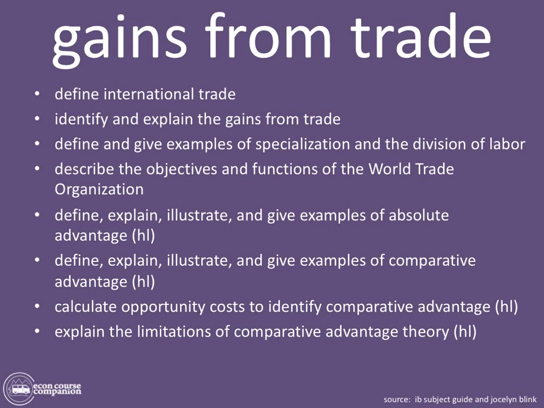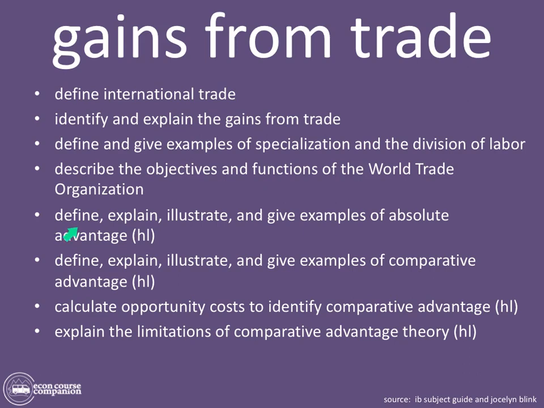Let's take a look. So the IB wants you to be able to define international trade. You need to be able to identify and explain the gains from trade. You need to be able to define and give examples of specialization and the division of labor. You need to be able to describe the objectives and functions of the World Trade Organization. These are the main things that the IB says, hey students, guess what? Can you do that? If you're an SL kid, that's what you need to do. If you can do that, go to bed. You're good. You're done. Move on.